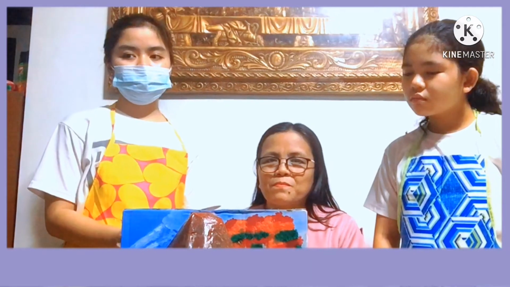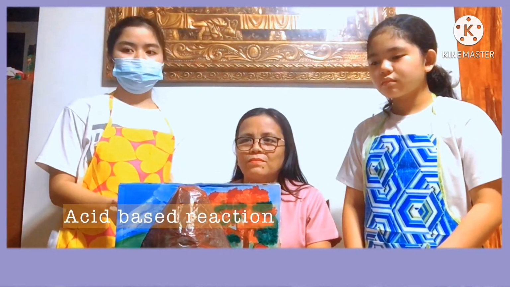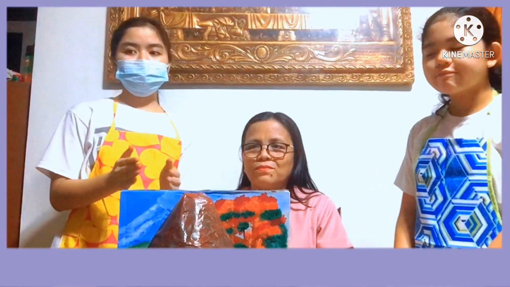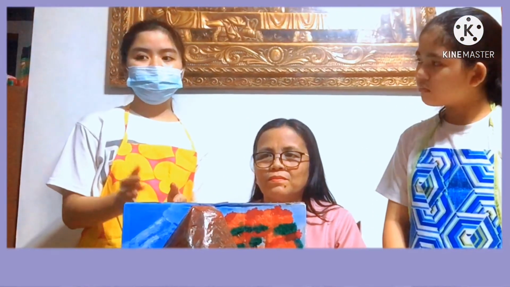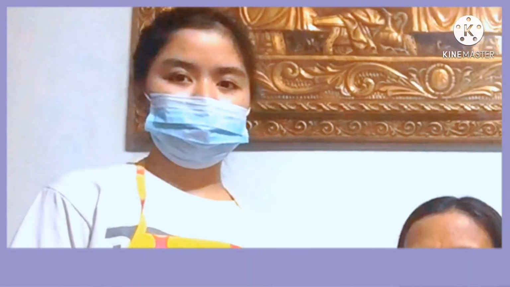The baking soda and vinegar volcano erupts because of an acid-base reaction. The baking soda, sodium bicarbonate, plus vinegar, or acetic acid, is equal to carbon dioxide plus water plus sodium ion plus acetate ion. Acetic acid, a weak acid, reacts with and neutralizes sodium bicarbonate, which is the base.